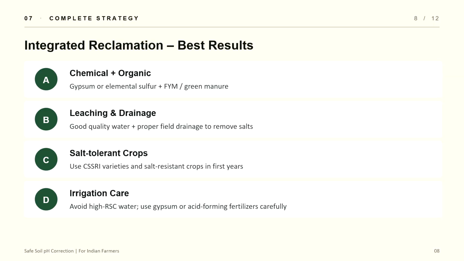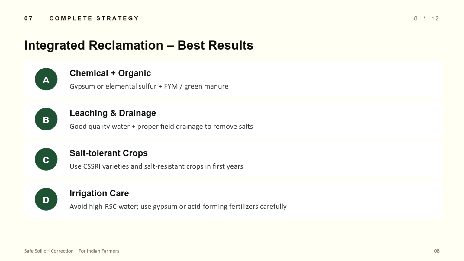We get the best results when integrated reclamation is used. If we use gypsum or farmyard manure alone, results are fine, but when integrated, we get better results. So chemical plus organic: gypsum or elemental sulfur plus well decomposed farmyard manure or green manure. Leaching and drainage: good quality water plus proper field drainage to remove salt. Soil tolerant crops: use CSSRI varieties and salt resistant crops in the first year.